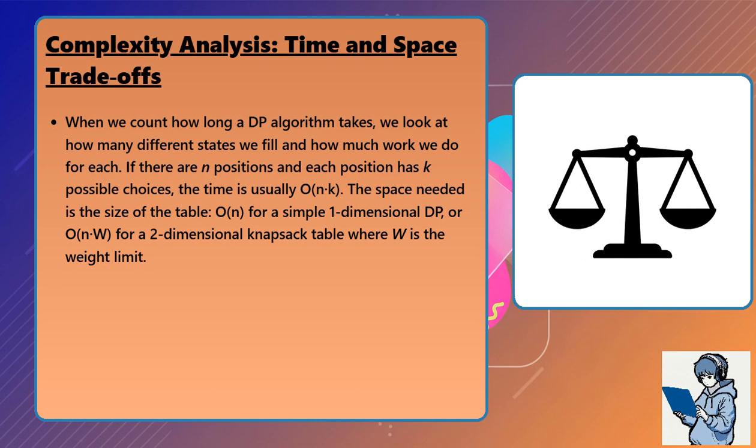When we count how long a DP algorithm takes, we look at how many different states we fill and how much work we do for each. If there are n positions and each position has k possible choices, the time is usually O of n times k. The space needed is the size of the table, O of n for a simple one-dimensional DP, or O of n times W for a two-dimensional knapsack table where W is the weight limit.